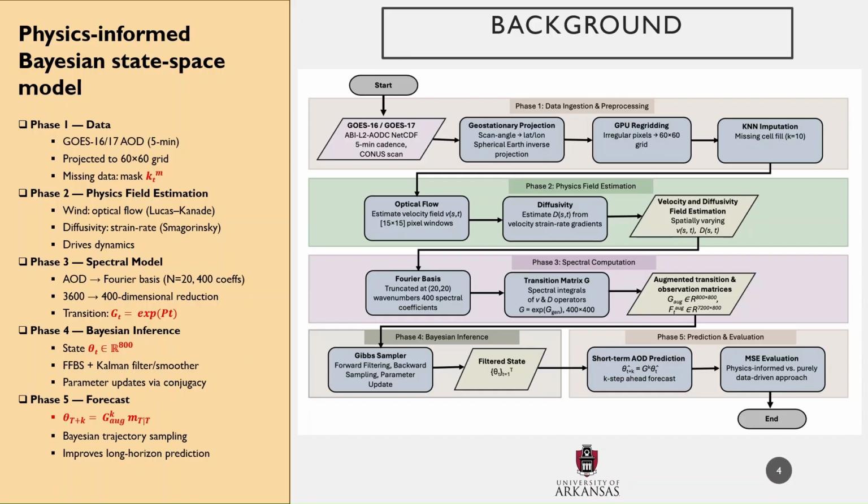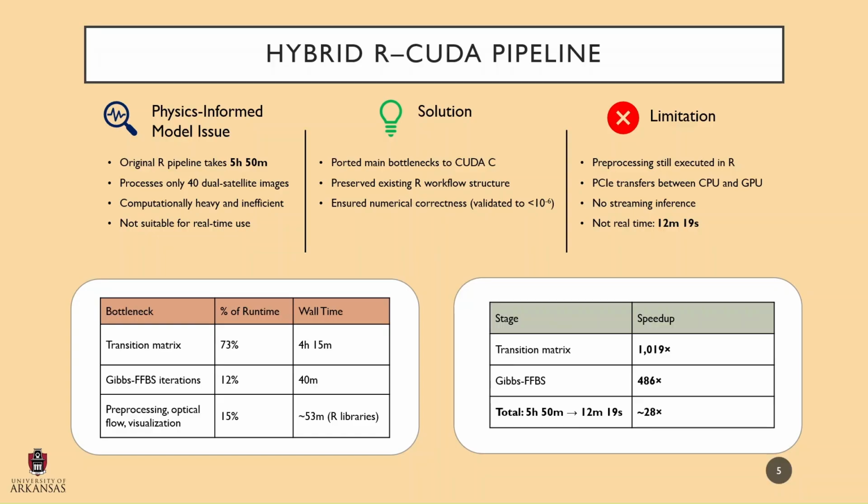The problem was that running it took nearly 6 hours in R, and this is what we set out to fix. Before presenting our full GPU solution, let me describe the intermediate step, a hybrid R-CUDA pipeline that we built as a first iteration. The original R pipeline took 5 hours and 50 minutes to process just 40 dual satellite images. Profiling revealed that the bottlenecks were severe and concentrated.